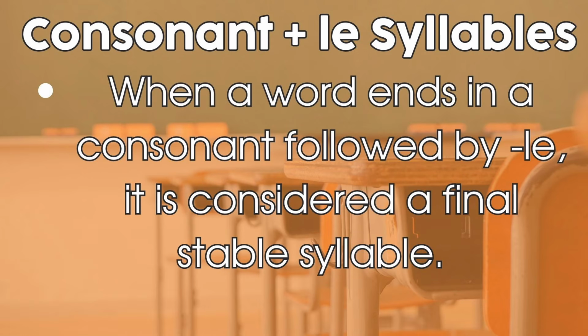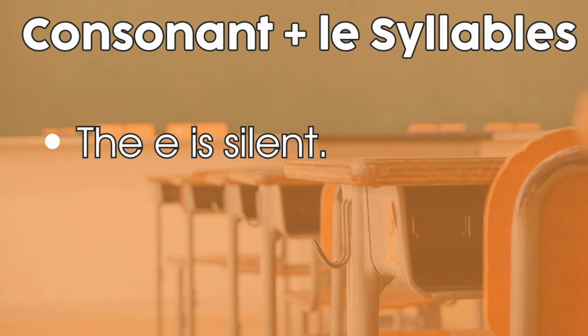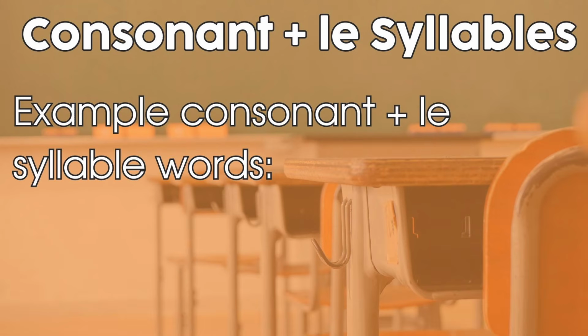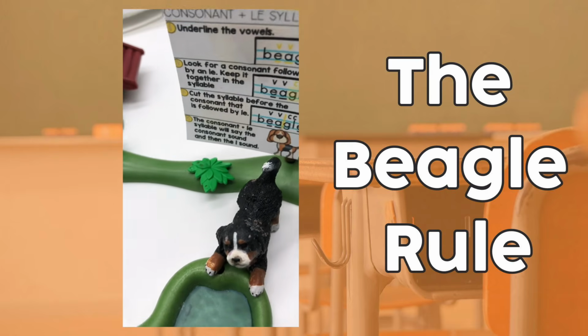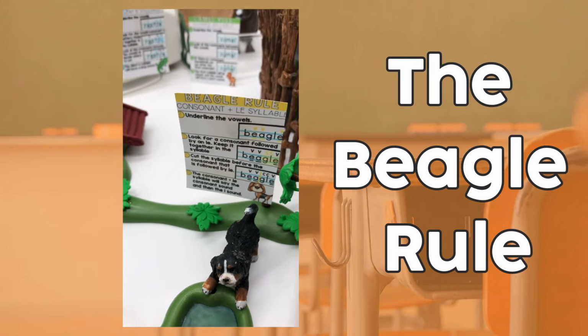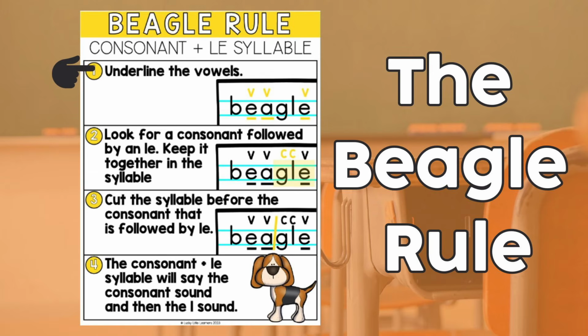Our last type of syllable division is consonant plus LE syllables. When a word ends with a consonant followed by an LE, it is considered a final stable syllable. The E is silent. Example consonant plus LE syllable words are table, double, and puzzle. Let's divide these syllables with the Beagle Rule. We're going to underline the vowels. Look for a consonant followed by an LE. Keep it together in a syllable. Cut the syllable before the consonant that is followed by the LE. The consonant plus LE syllable will say the consonant sound and the ul sound.